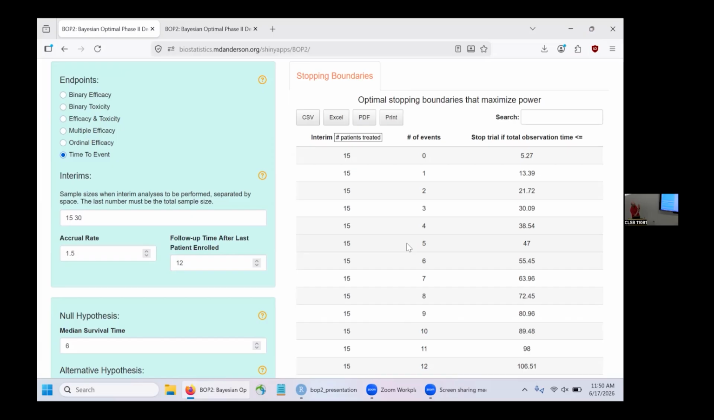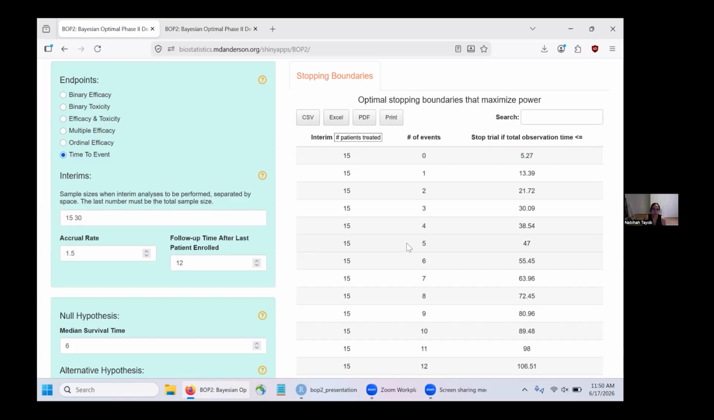So when we get to our interim look at 15 patients, we're going to say, how many events did we observe? I don't know, maybe we'll say 6. And then we can go over in that row and say, we're going to stop if the total observation time is less than or equal to 55.45. Whether that's months or weeks, I don't know. But why does it make sense to stop if the total observation time is less than or equal to some value for a given number of events?